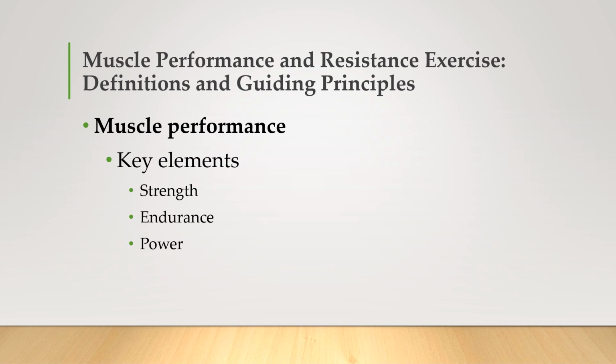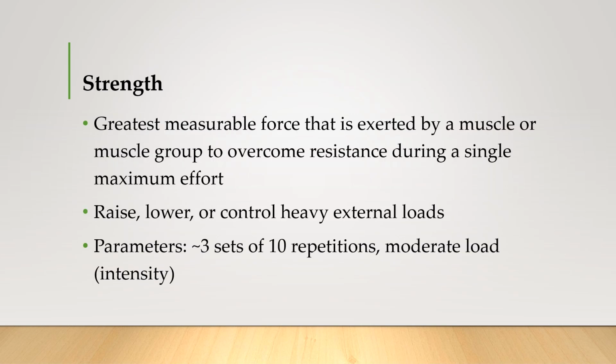So let's get into muscle performance and look at these key elements here. So the ones that we're going to be discussing again include strength, endurance, and power. Let's learn about these a little bit. So here's the definition of strength: the greatest measurable force that is exerted by a muscle or muscle group to overcome resistance during a single maximum effort.